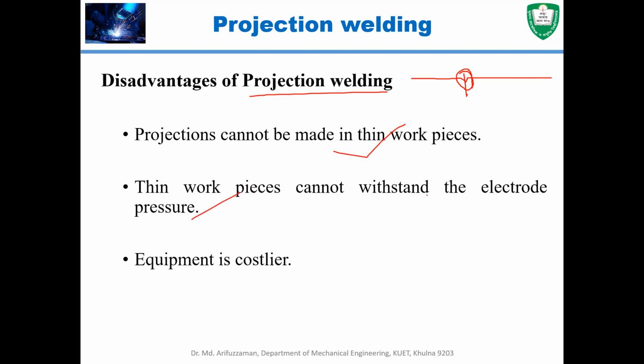And also, the high electrode pressure cannot be withstood by the electrodes, and equipment is costlier because you need to have a large setup. That means that if you want to make a lot of spots at the same time, then you need to have more expensive material like copper used as the electrode. So the equipment cost will be greater compared to regular spot welding. Okay, any question?